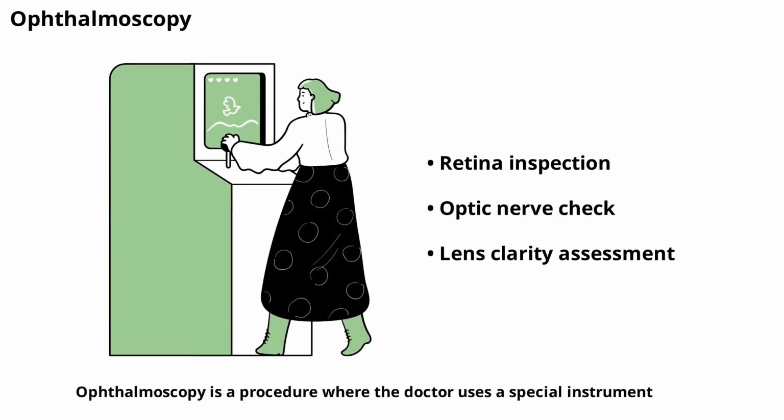Ophthalmoscopy is a procedure where the doctor uses a special instrument called an ophthalmoscope to look at the back of your eye. This allows for a detailed examination of the retina, optic nerve, and blood vessels. The clarity of the lens is also assessed, helping to confirm the presence and extent of a cataract.